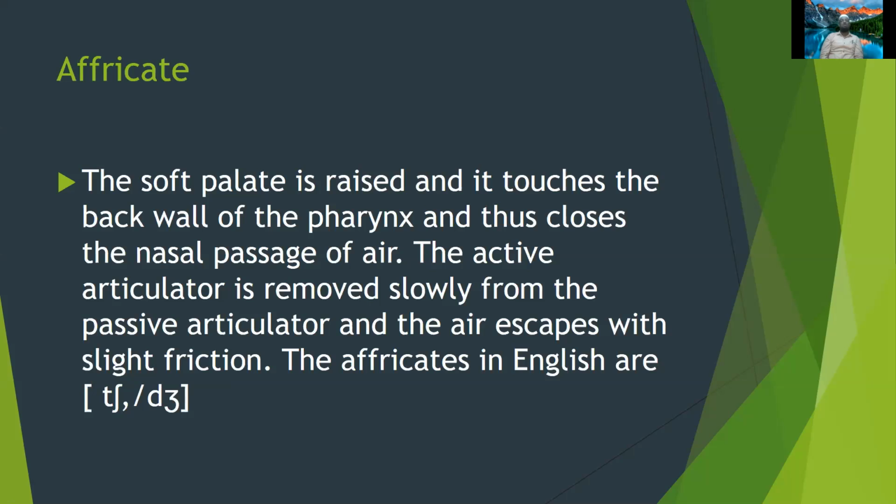In plosives we saw sudden release of air. Here we can find the active articulator is removed slowly from the passive articulator and the air escapes with slight friction. In plosives there was no friction. In affricates there is friction. So only 2 sounds, ch and j. Ch as in chick, chin; j as in gin, gem.